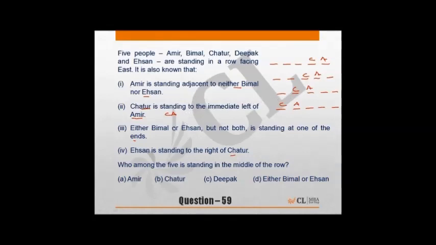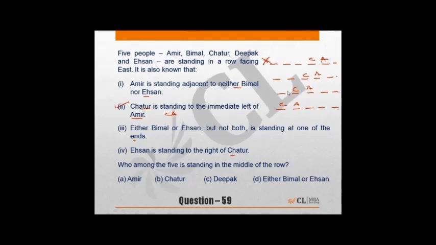Then let's start looking at the other statements. So we have used statement 2. Statement 4. Ehsan is standing to the right of Chatur. So E is standing to the right of Chatur. So if E is standing to the right of Chatur, this case is not possible because E cannot be to the right of Chatur. E can be to the right of Chatur in the next 3 cases. So this particular arrangement is incorrect, this one, arrangement 1.